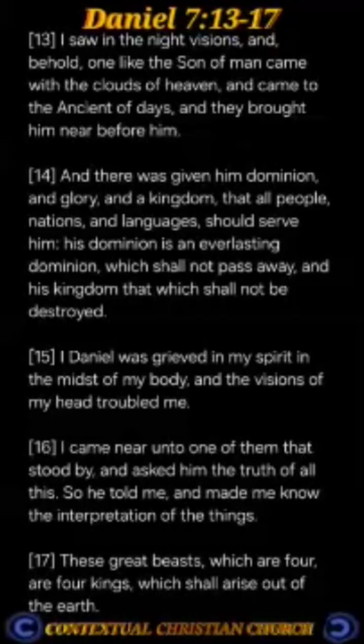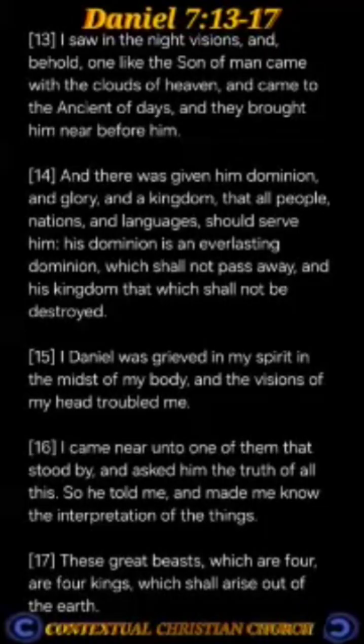Let me go back. Saw in the night visions, and behold, one like the Son of Man came with the clouds of heaven, and came to the Ancient of Days, and they brought him near before him. And there was given him dominion and glory and the kingdom, that all people, nations, and languages should serve him. His dominion is an everlasting dominion, which shall not pass away, and his kingdom that which shall not be destroyed.